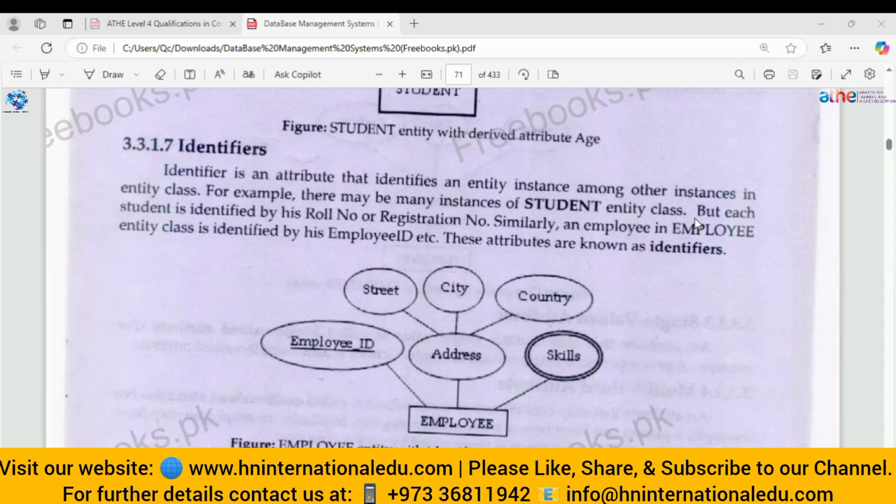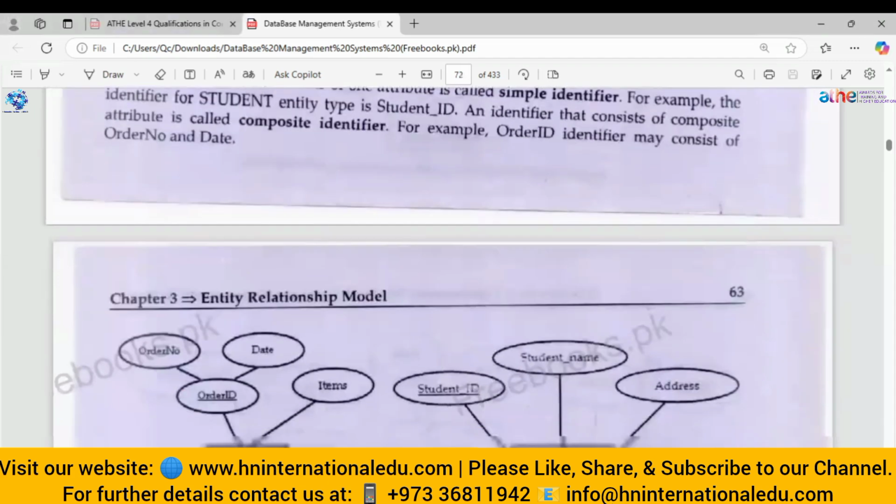Okay. So now these identifiers can be used as primary keys in database tables. And how do we show them? We underline the attribute that we use as an identifier, primary key or a unique attribute. We only have a single unique attribute. We cannot have multiple unique attributes.